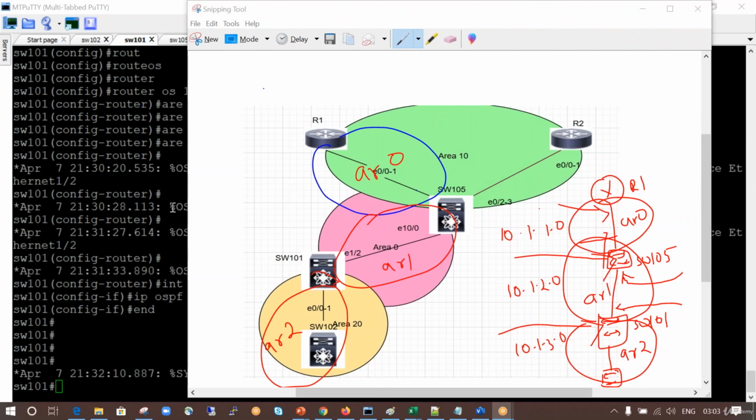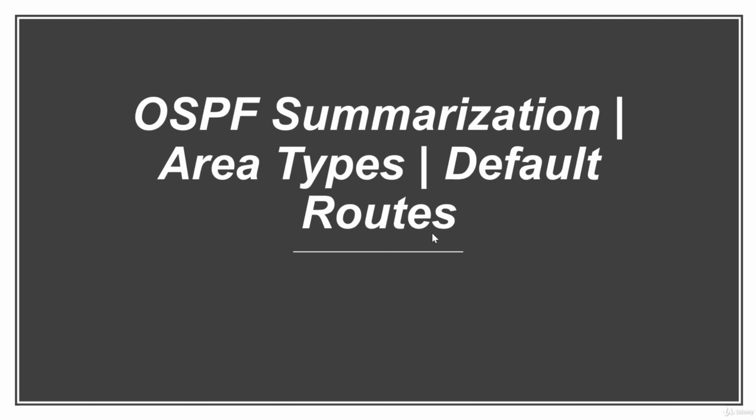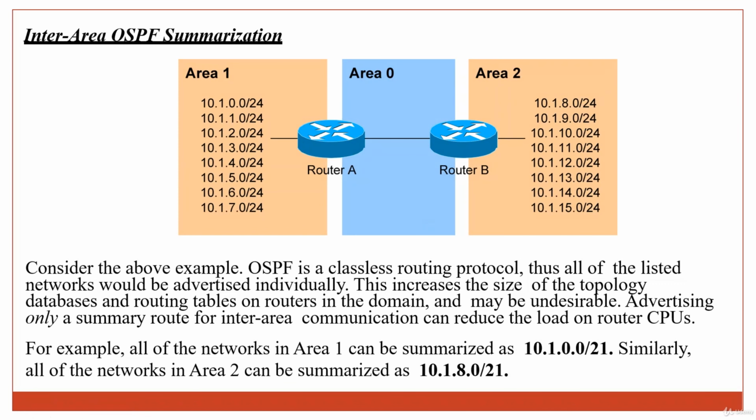The next important section we have is OSPF summarization, different types of areas, and the default route concept. So let's start and understand the summarization. Now clearly you can see in the diagram that you have area 0 separated by area 1 and area 2. For example, if you are getting routes, say 10.1.0.0, 1, 2, 3 up to 7, and on the other side you can see that it is 8, 9 up to 15.